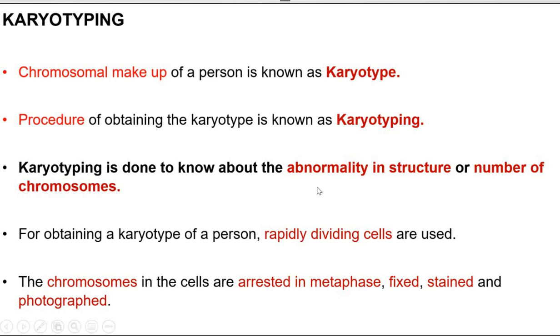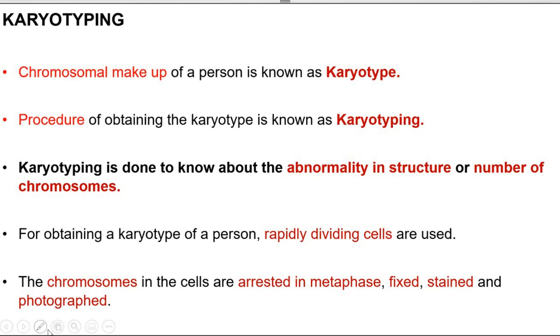Right, now this karyotyping is generally done to know the abnormalities in the structure or the number of chromosomes. For obtaining a karyotype of a person, you generally take up rapidly dividing cells. The chromosomes in these cells are arrested in metaphase. They are fixed, stained, and photographed. This is, in a nutshell, what we are talking about.